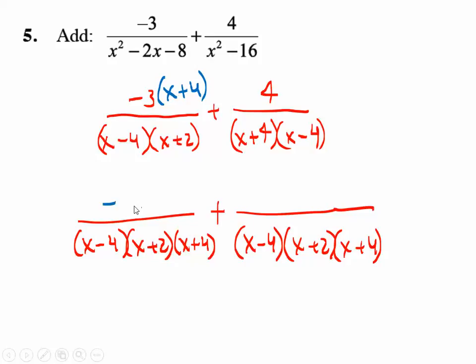Alright, -3 times x, -3x, and -3 times 4 makes minus 12. Going over here, let's see, I got the x plus 4s here, I got the x minus 4s here. The new one is the x plus 2. So therefore, there's my x plus 2.